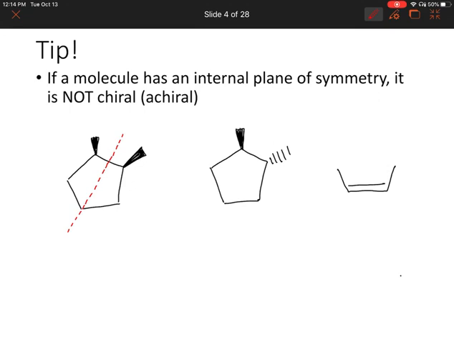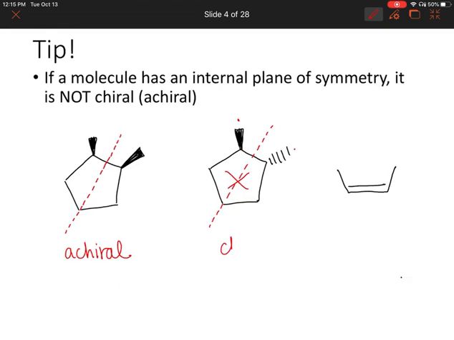So if your molecule does have a plane of symmetry, it is achiral, and we already determined that this molecule is achiral. What about our second molecule? Are there any planes of symmetry? No, I don't see any. If we try to draw one down the middle like we did before, we have a wedge on one side and a dash on the other. So those are not symmetrical. So that means that this is chiral.